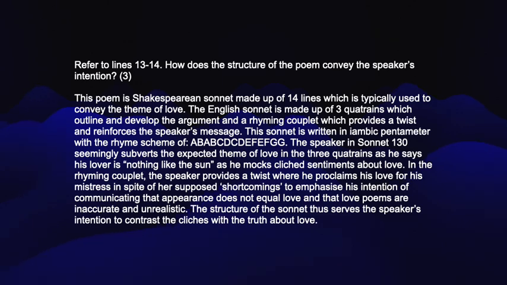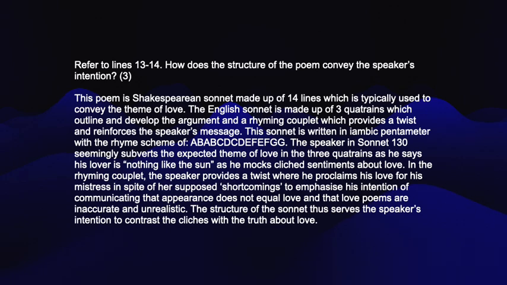The poem is a Shakespearean sonnet made up of 14 lines, which is typically used to convey the theme of love. The English sonnet is made up of 3 quatrains, which outline and develop the argument, and a rhyming couplet which provides a twist and reinforces the speaker's message. This sonnet is written in iambic pentameter with the rhyme scheme of A, B, A, B, C, D, C, D, E, F, E, F, G, G. So as you can see there, that's just worth 1 mark. So you don't have to include all of that. I'm just giving you different options. So include 1 or 2 of those aspects of the poem's structure.